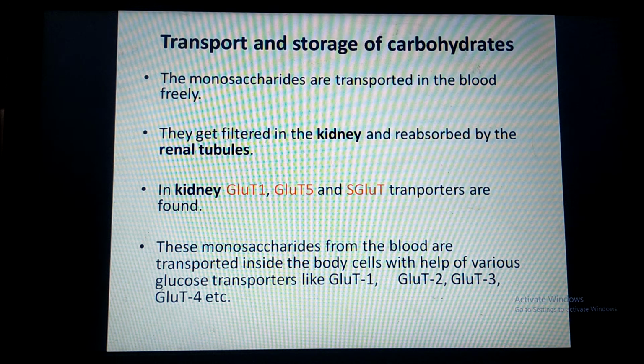The glucose transporters which are responsible for this are glucose transporter 1, 5 and sodium dependent glucose transporter.